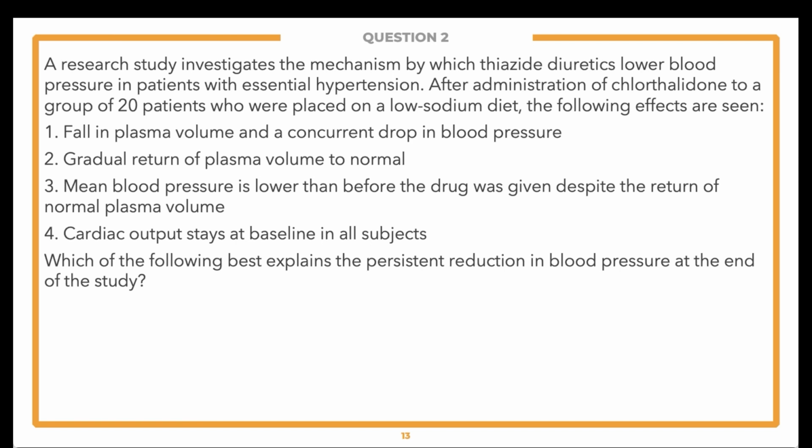Okay, so again, the question: which of the following best explains the persistent reduction in blood pressure at the end of the study? See if you can start synthesizing and parsing some of this in your head as I pass it on to Abraham.